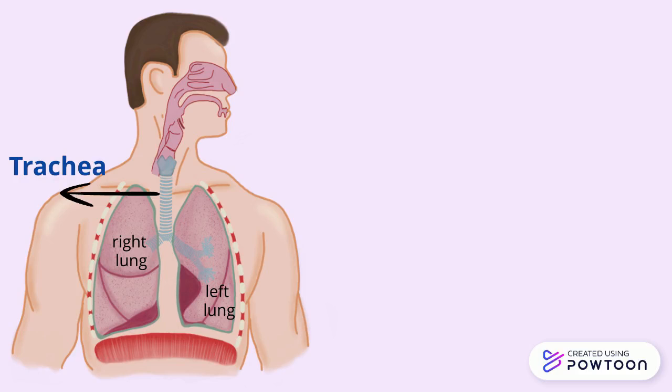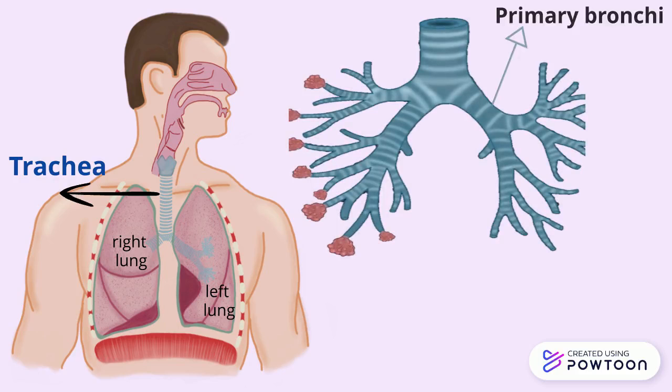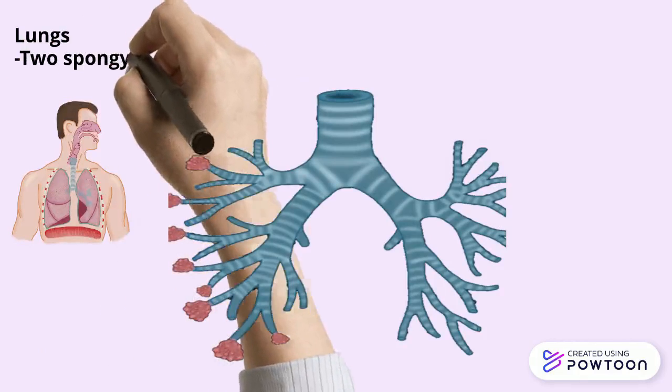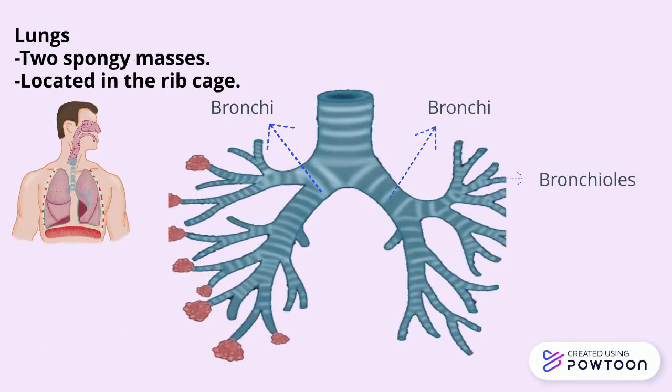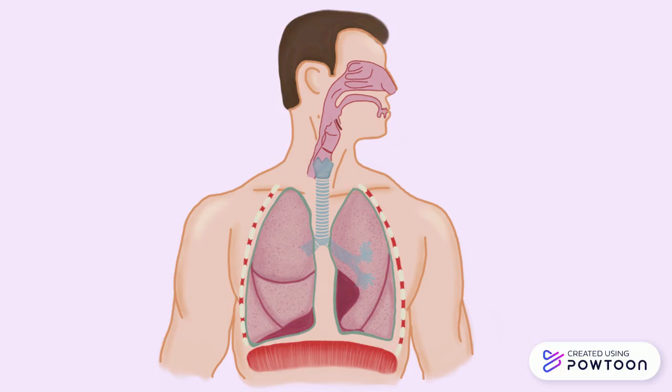The trachea is divided into two ducts, or primary bronchi, one directed to the left lung and the other to the right. Within each lung, the primary bronchi are subdivided into secondary and tertiary bronchi, and so on until they reach the smaller conduction airways or terminal bronchioles. The lungs are two spongy masses located in the rib cage, formed by the bronchi, bronchioles, and alveoli, as well as the blood vessels for exchange.